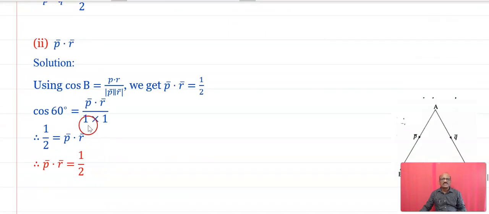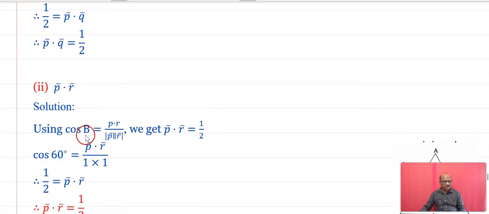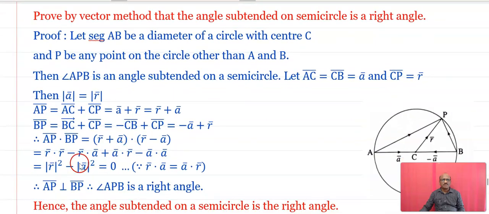This is the first one. Second, P bar dot R bar. Again using the formula, the angle between them is B. Therefore cos of B is equal to P bar dot R bar upon mod of P bar into mod of R bar. And here we get cos of 60. Cos 60 is 1 upon 2. Therefore P bar dot R bar is equal to 1 upon 2. Okay. Now the next problem.